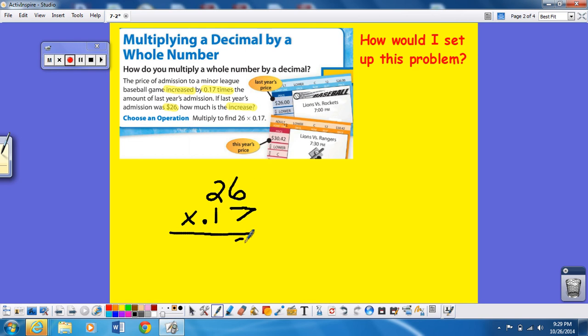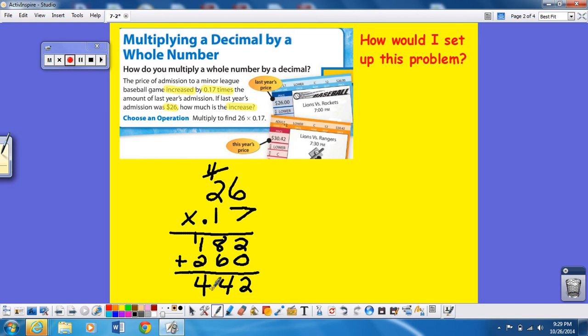7 times 6 is 42. Put down your 2, carry your 4. 7 times 2 is 14 plus 4 is 18. Get rid of that because we used it. Remember, bring down your placeholder. Bring down your 0 because now we're multiplying over here in the tens column. 1 times 6 is 6. 1 times 2 is 2. Add it like we always do when we multiply. 2 plus 0 is 2. 8 plus 6 is 14. Carry 1. 2, 3, 4.